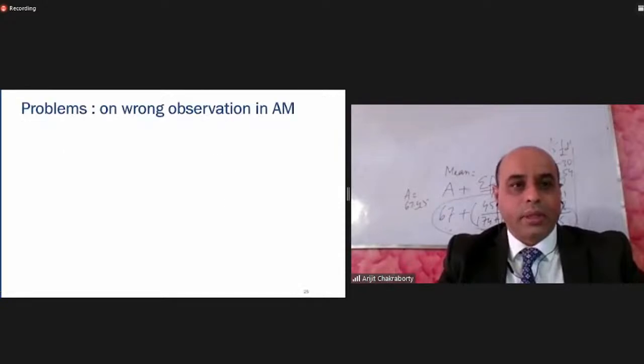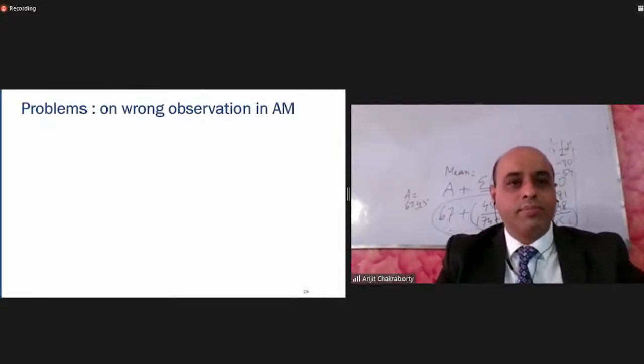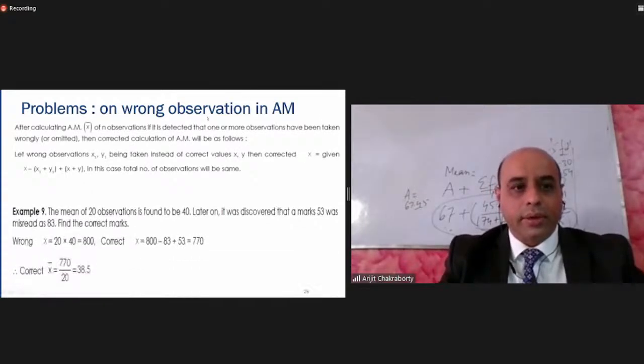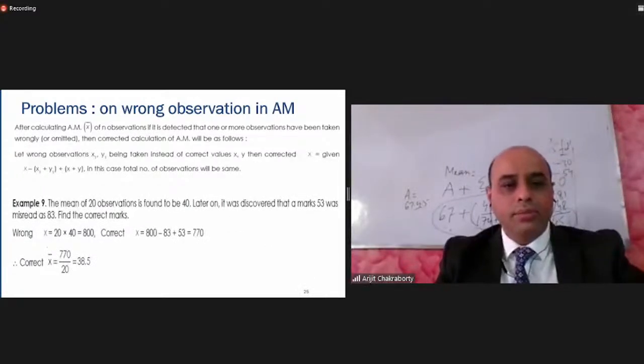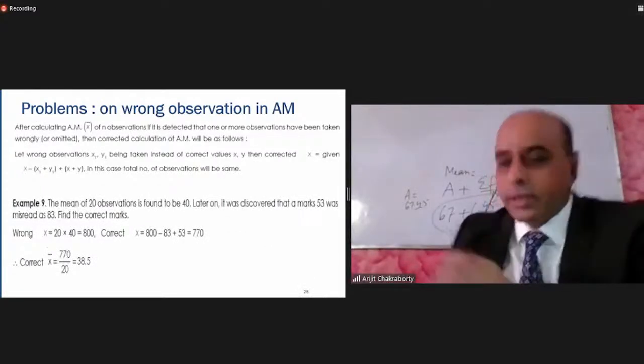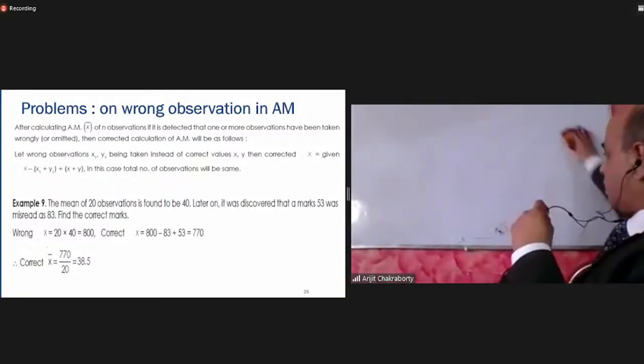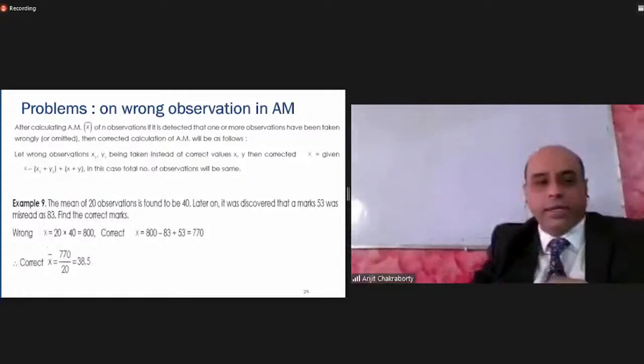Okay. Now let us take this example, problems on wrong working in AM. This is another type of problem which can come in the exam. Wrong observation in AM. Let us see the problem first. The mean of 20 observations is found to be 40. Later it was discovered that there is some mistake. So how to calculate the right average or the right mean?